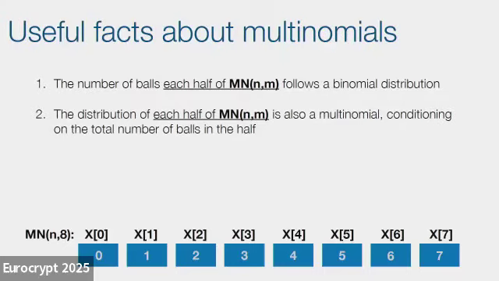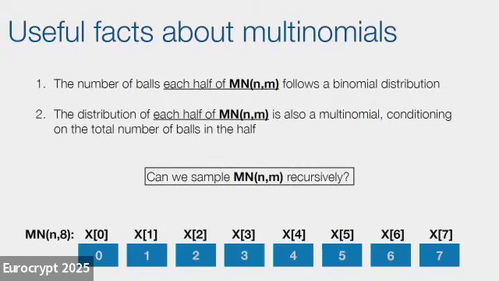The two useful facts that we use in the paper about multinomials: one is that the number of balls in each half of a multinomial is a binomial. If I throw a ball into 8 random bins, the probability it lands in the first half is 1/2. You do this n times, it's just like a binomial. And then, conditioned on the number of balls, the distribution within the half is uniform. If I tell you 20 balls land in the first half, those 20 balls are still distributed uniformly within that half. So this is, again, just a different multinomial distribution.